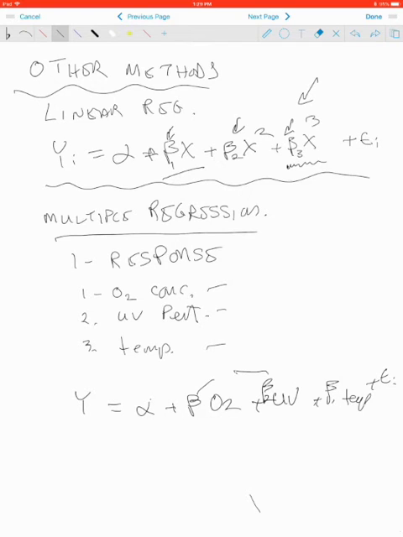So this would be like, I can't draw it, but if you had just two explanatory variables. Here's the y-axis, and you might have O2 concentration here and UV irradiation amount here, and you might see some surface in space that describes the trajectory of frog growth as a function of those variables. So multiple regression.